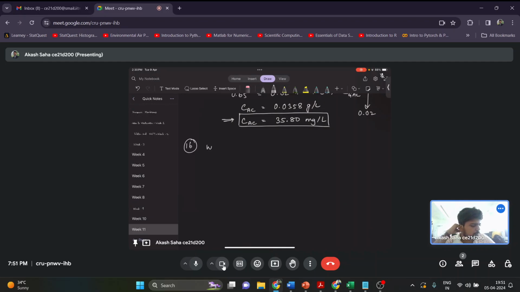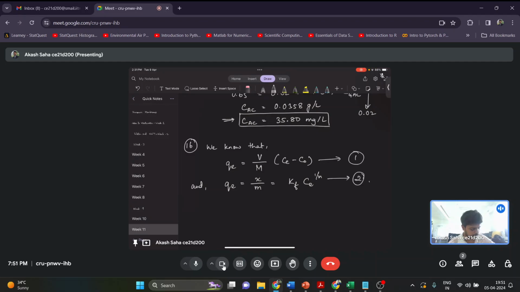So we know that the first equation, very well known, q is equal to V by M (Ce minus C naught). And another equation we have is q, or we can write x by M, is equal to Kf Ce to the power 1 by n. So these are my two equations. Okay, equation 1 and 2. Fine.